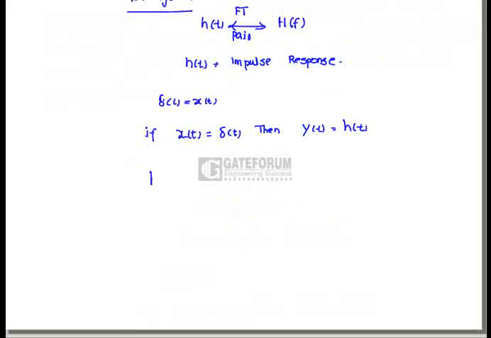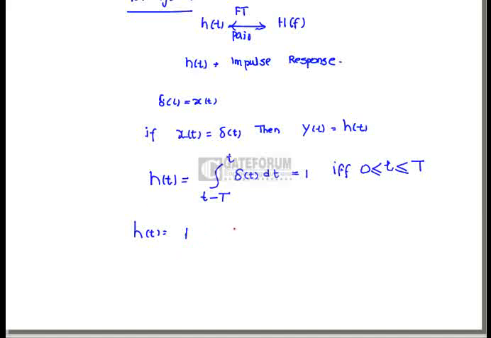Then h of t equals the integral from t minus T to t of delta of t dt, which equals 1 if and only if t is greater than or equal to 0 and less than or equal to T. Hence, h of t equals 1 if t is greater than or equal to 0 and less than or equal to T, otherwise it is 0 elsewhere.